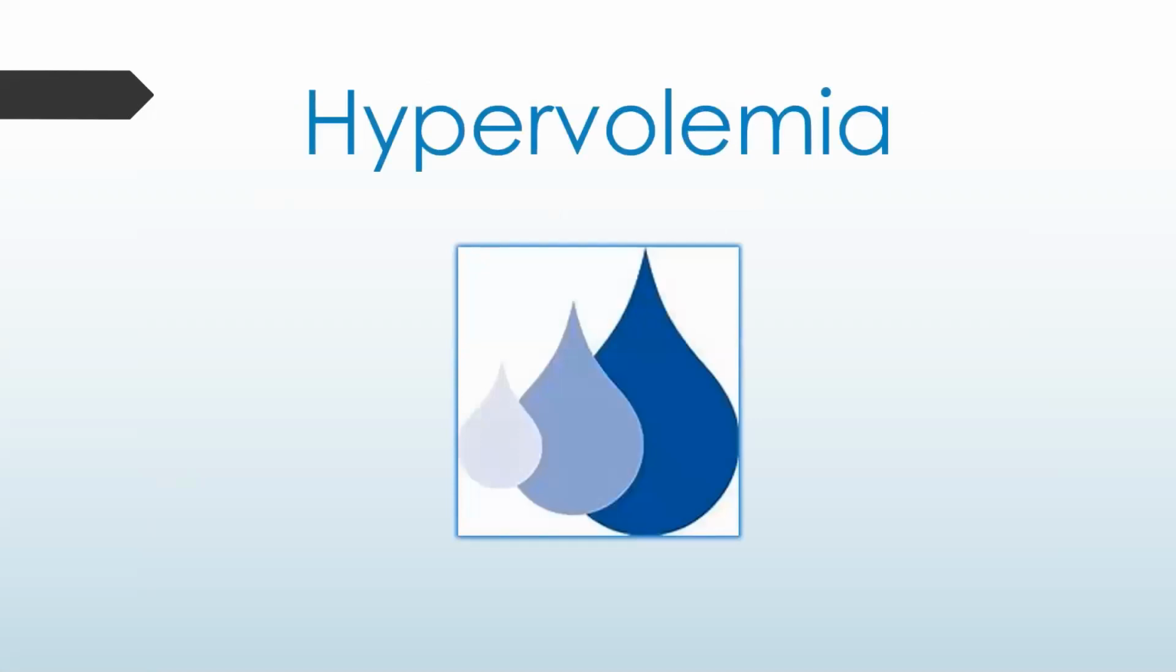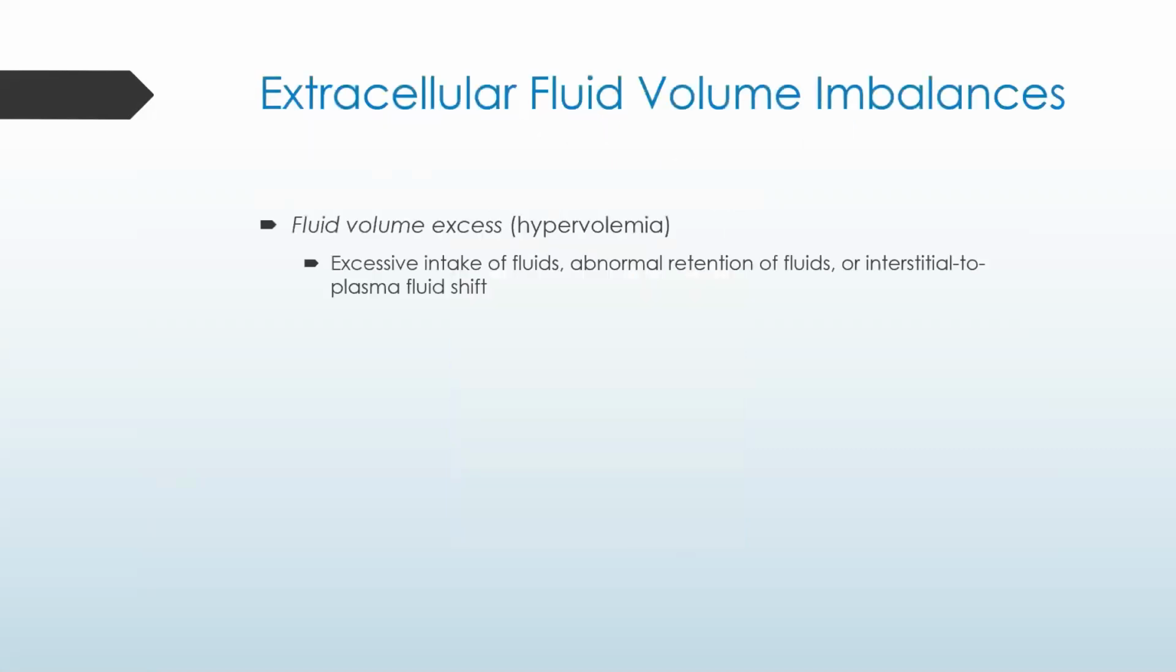Hypervolemia is an excess of isotonic fluid, which is water and salt or sodium, in the extracellular compartment. Fluid volume excess, hypervolemia, is a clinical indication of a problem in which fluid intake or retention is greater than the body's fluid needs. Causes could be excessive intake of fluids, abnormal retention of fluids caused by heart failure or renal failure, or a shift of fluid from interstitial fluid to plasma fluid, increasing intravascular volume.